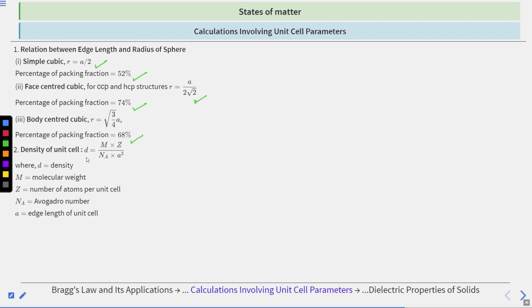Density of unit cell, d, will be equal to M times Z upon Avogadro number multiplied by a cubed. d is density, M molecular weight, Z number of atoms per unit cell, N is Avogadro number, and a is the edge length of the unit cell.